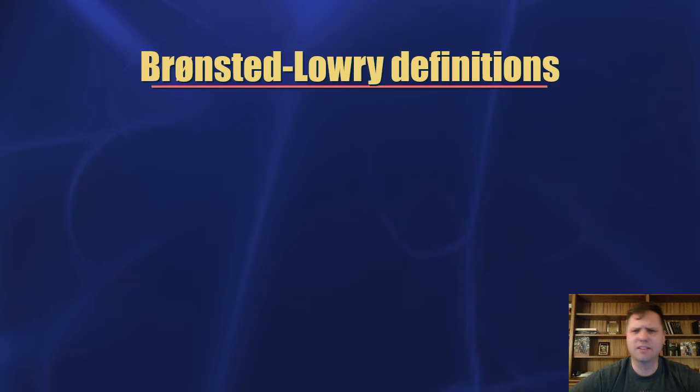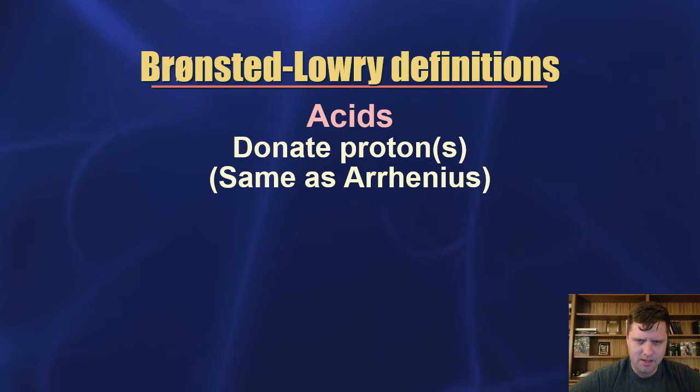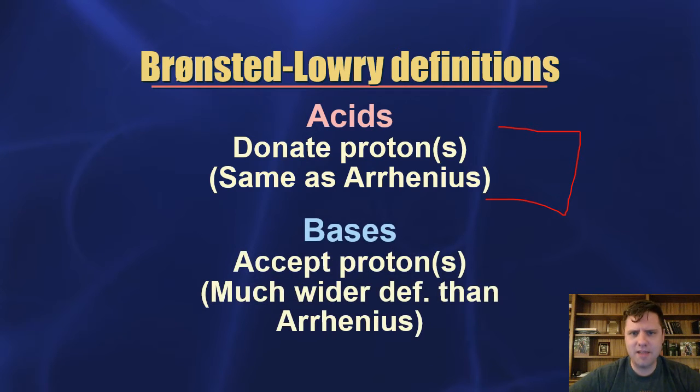So what about the Brønsted-Lowry definition? He defined acids as that which donate a proton, which is the exact same definition as Arrhenius. However, when he got to bases, he said bases are materials that accept the proton, which is a much wider definition than Arrhenius. Remember, Arrhenius said that a base is defined by donating a hydroxide group. Here, he's saying that a base is just anything that will accept a proton, whereas acids are that which will donate the proton.